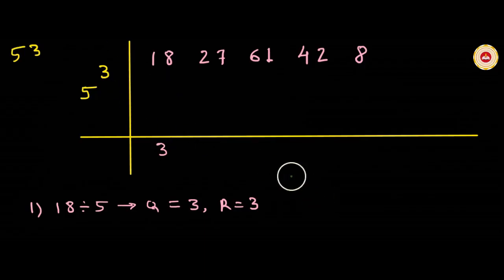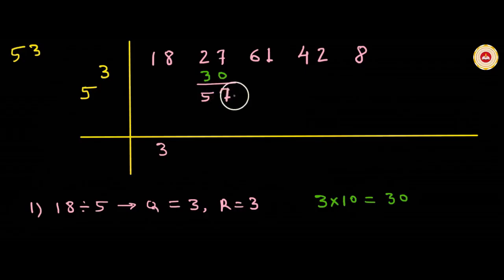How to write when dividend is in the form of parts? See, multiply remainder by 10. 3 multiplied by 10 is 30 and write 30 below second part and add 7 and 5, 57. Now 57 is gross dividend.